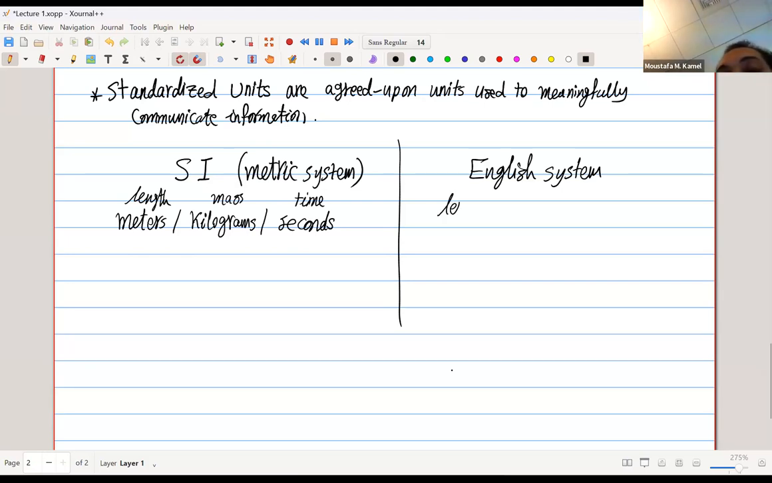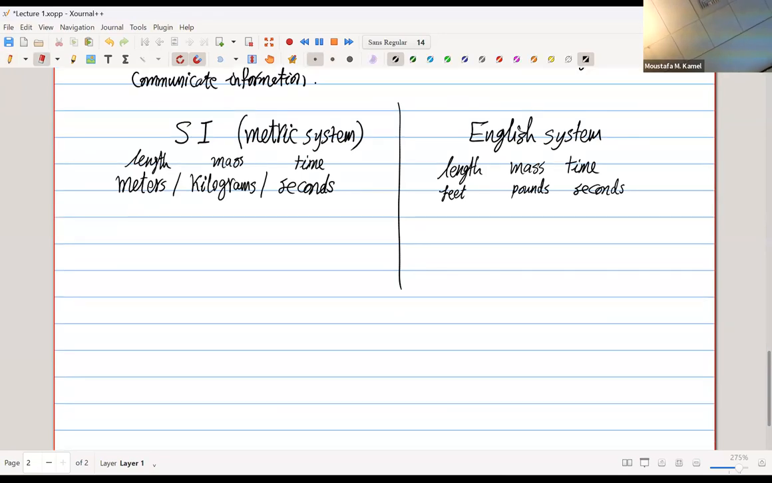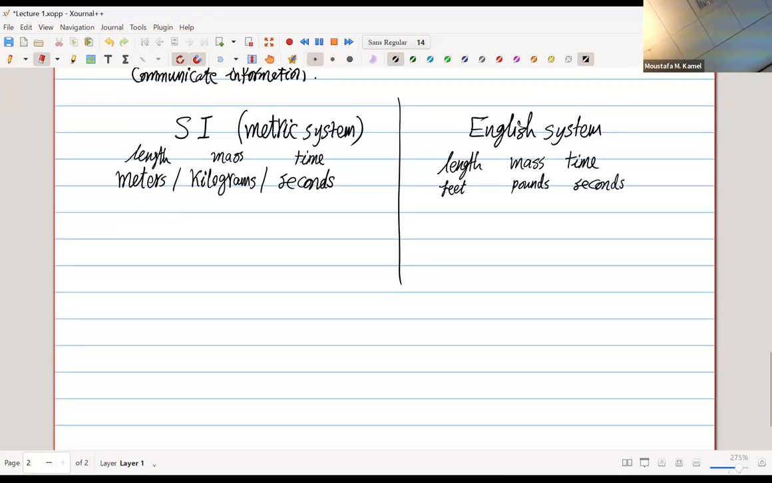And English system uses feet or inches, pounds, and seconds. So historically, the English system was used in nations once ruled by the British Empire. It is still used right now in the United States, but almost everywhere else in the world, the metric system is used. Okay. And in science, the metric system is used as well because it's easier and it's more systematic.